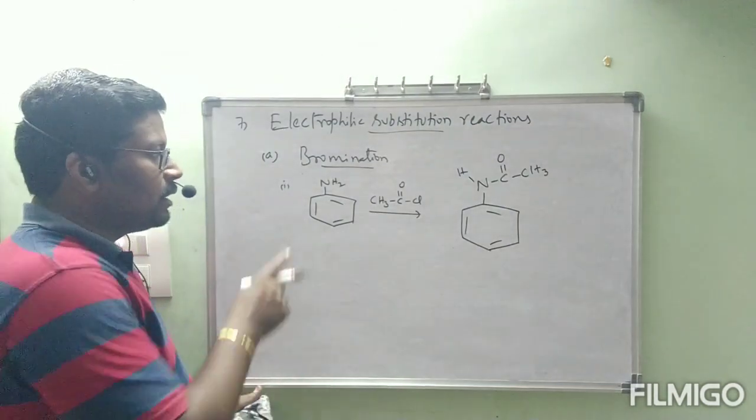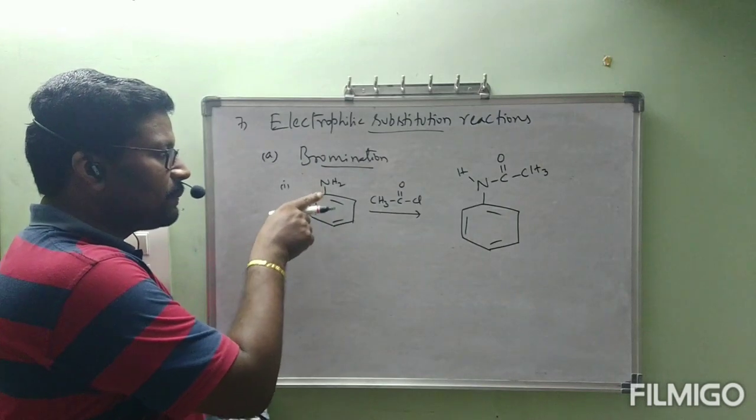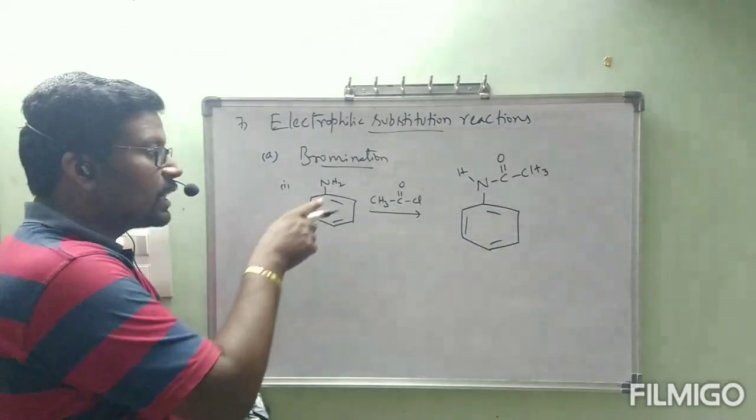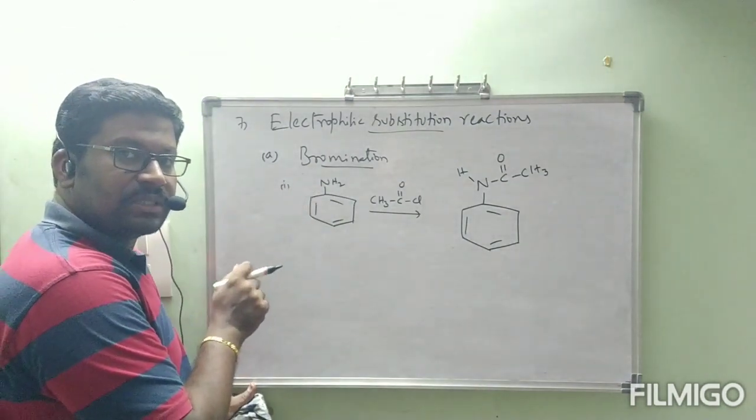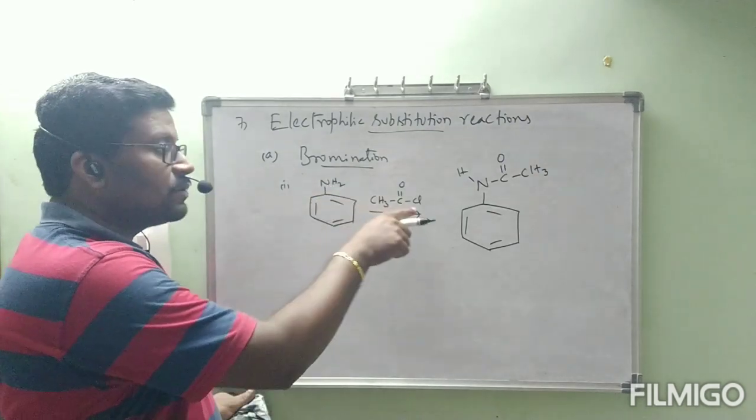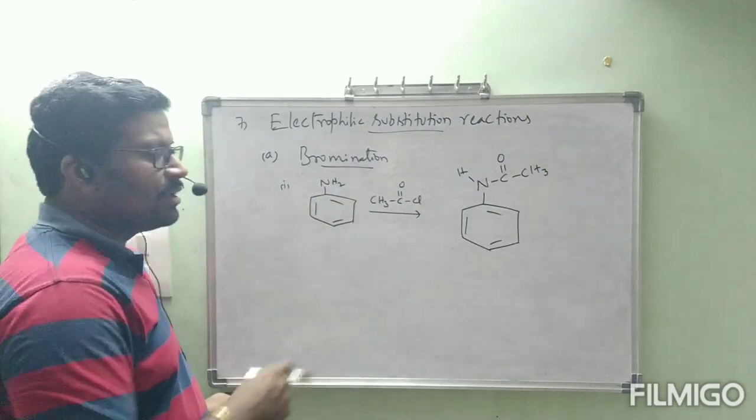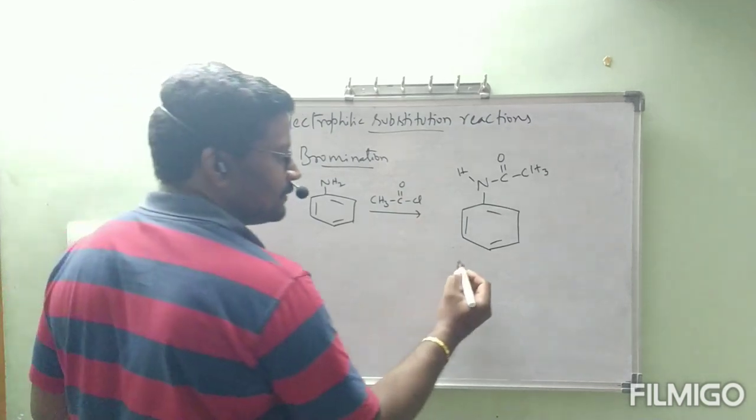One more time. This NH2 present on the benzene ring contains two hydrogens, in which one hydrogen and one chlorine will be left out as HCl. We will get acetanilide.